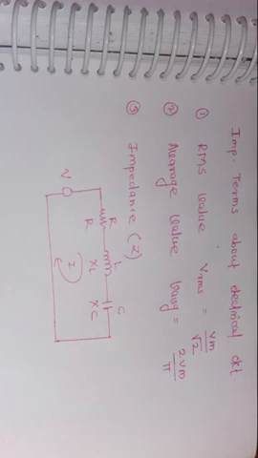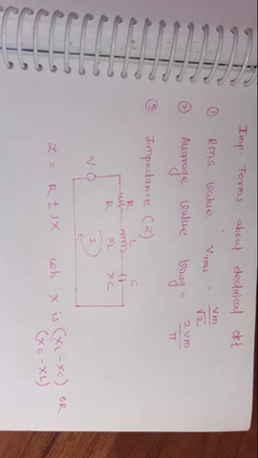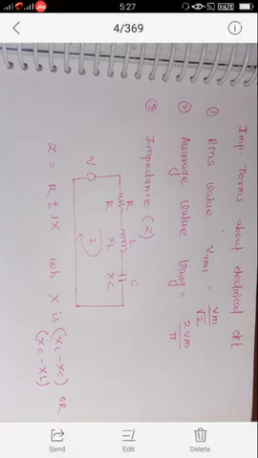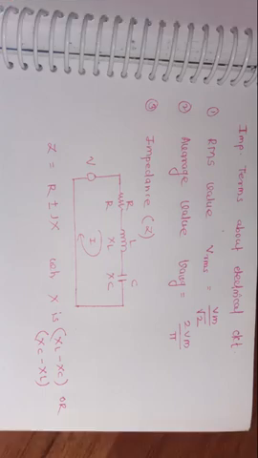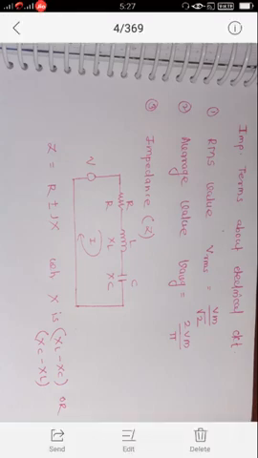Now we calculate Z by using the formula Z is equal to R plus minus jX, where R is the resistance or opposition offered by the resistor and X is the reactance. Reactance X is calculated as either XL minus XC or XC minus XL, depending on the magnitude of XL and XC.